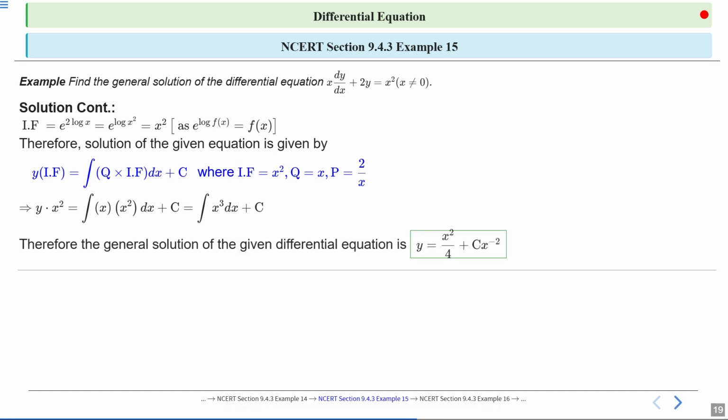And we have the power rule of integration, that integration of x to the power n is x to the power n plus 1 by n plus 1. Therefore, the general solution of the given differential equation is y is equal to x square by 4 plus c into x to the power minus 2. Okay, so that's how we can calculate a general solution for a first order linear differential equation.